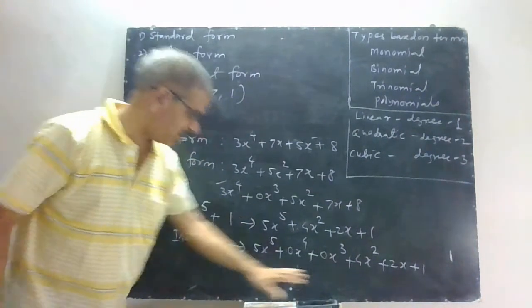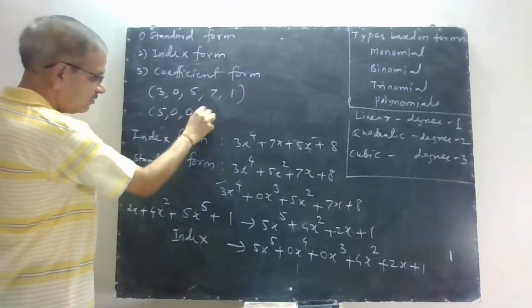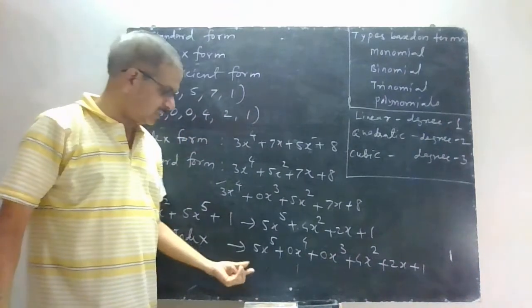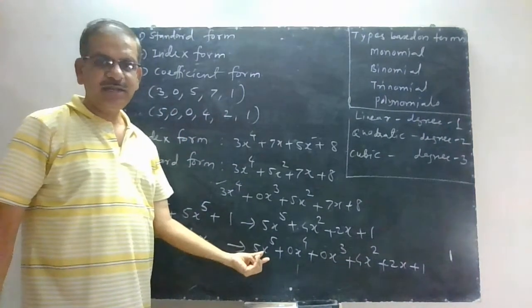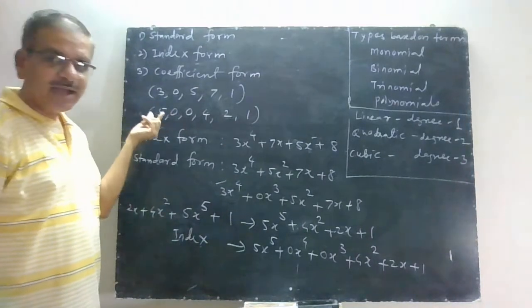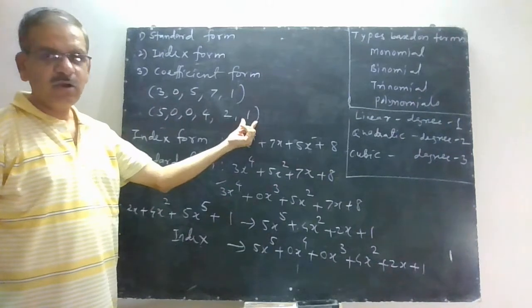Now you have this polynomial whose coefficient form is 5, 0, 0, 4, 2, 1. Observe, there are 6 coefficients because the degree of that polynomial is 5, starting with the coefficient of the highest power and ending with the last coefficient, which is the constant term.